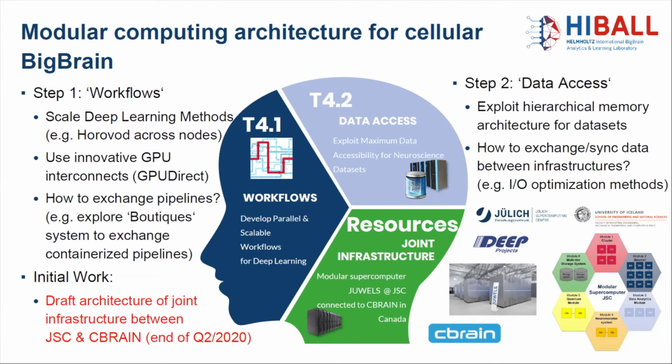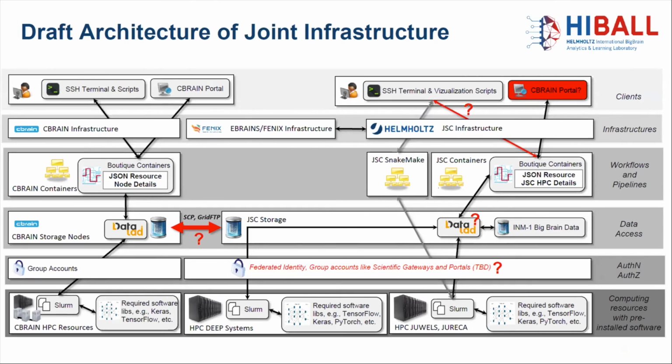After that, we optimize for access to the data that's going to be stored on the servers. But for the initial work, we're working on a draft architecture for the joint infrastructure between JSC, the Jülich Supercomputing Centre, and CBRAIN. It's expected to be done around now, and we'll discuss this in the next slide. The current draft architecture for the joint infrastructure is visible in this chart. At the bottom, we can see the computing resources with the pre-installed software from both parties.